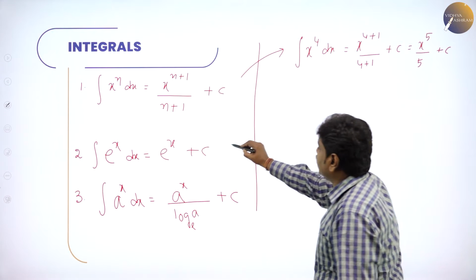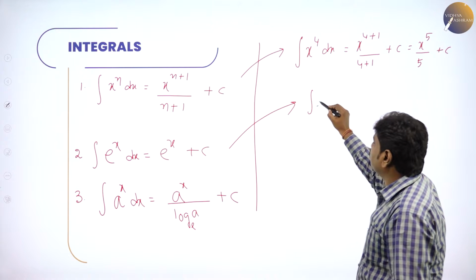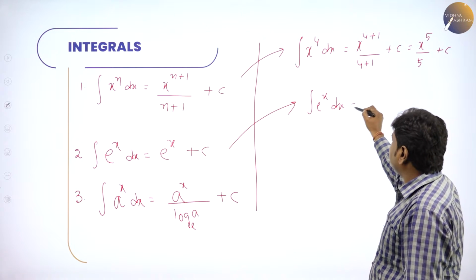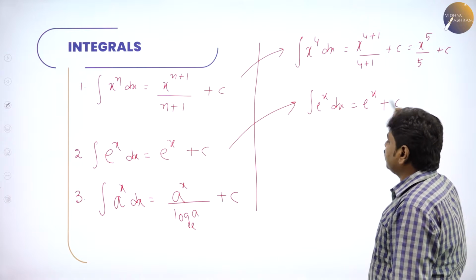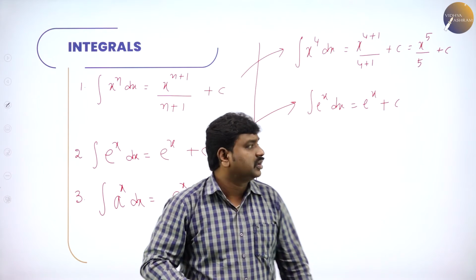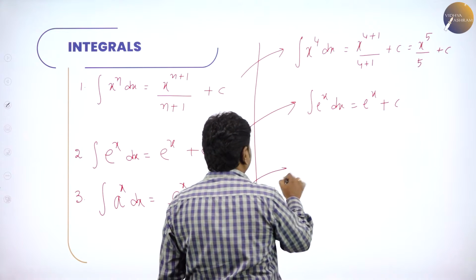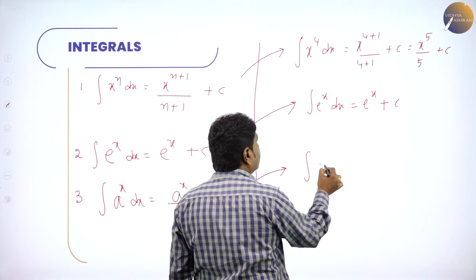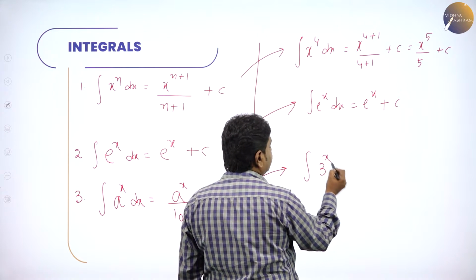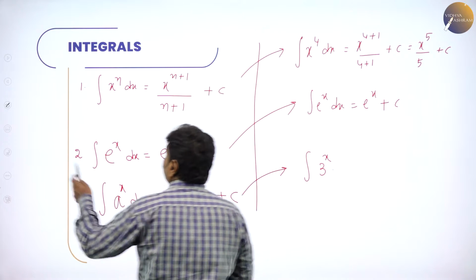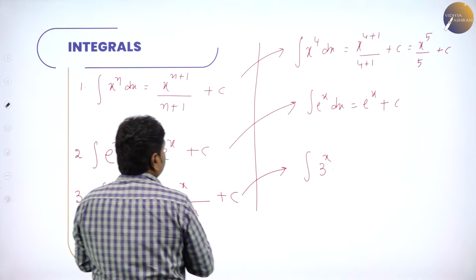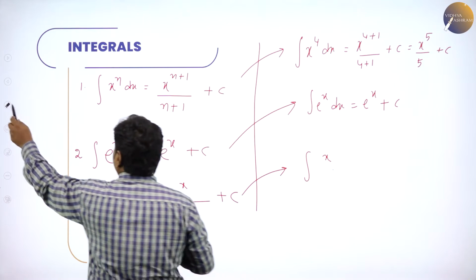And the second one, integration of e power x, is e power x only. Actually it becomes e power x by log base e of e, which is 1, plus c. And for the third one, I will take integration of 3 power x, or I will take 4 power x, so I can compare.